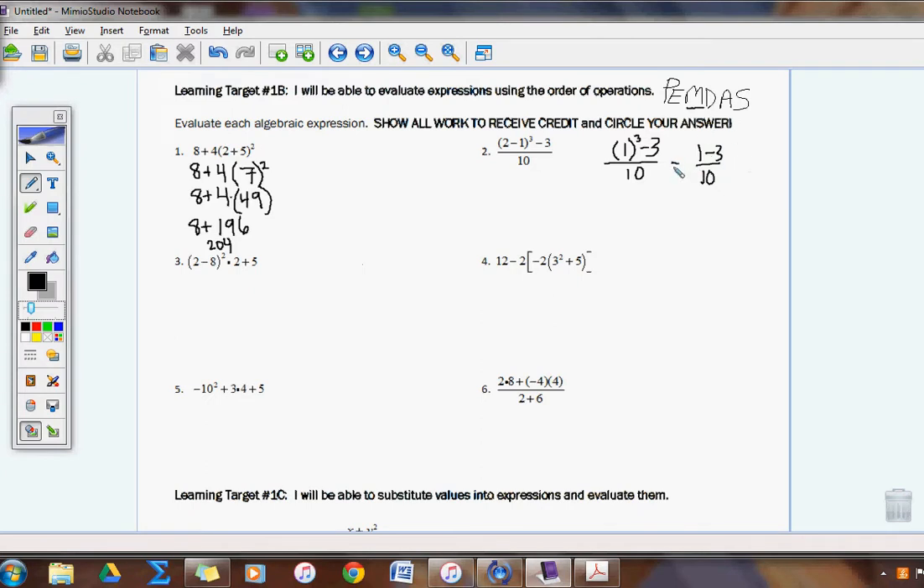That becomes, throw in some equal signs here. Doesn't make it an equation, just saying that each step is equivalent. So negative 2 over 10. And I'm running out of space on the page, but you always want to reduce, and that's negative 1 over 5.